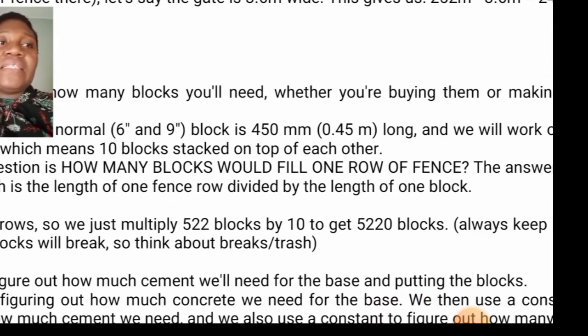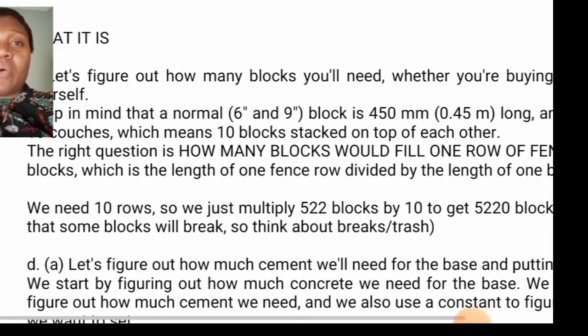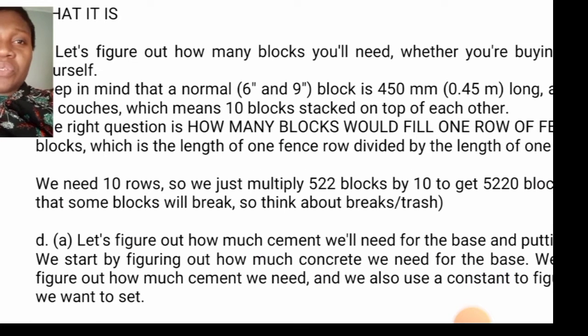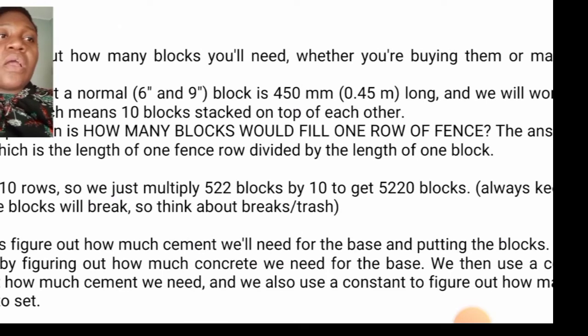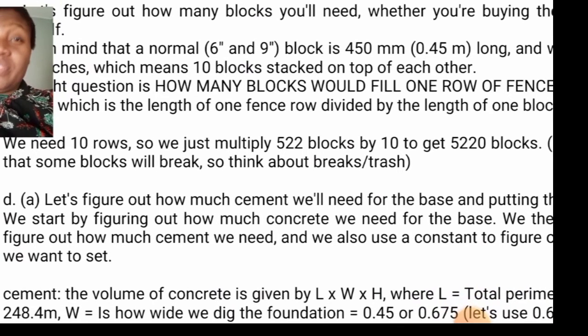The answer is 522 blocks, which is the length of one fence row divided by the length of one block. We need 10 rows, so we'll just multiply 522 blocks by 10 to get 5,220 blocks. Always keep in mind that some blocks will break, so think about breakages, which means you will buy more than that.